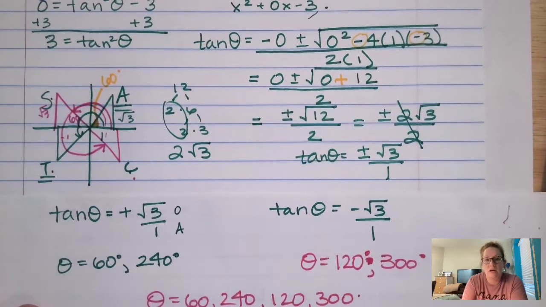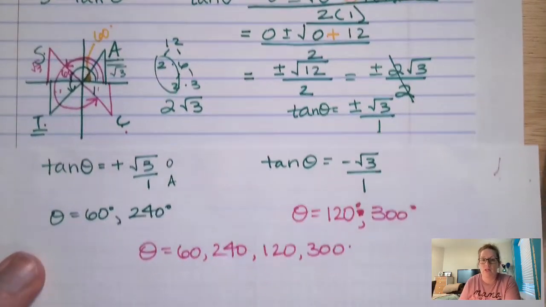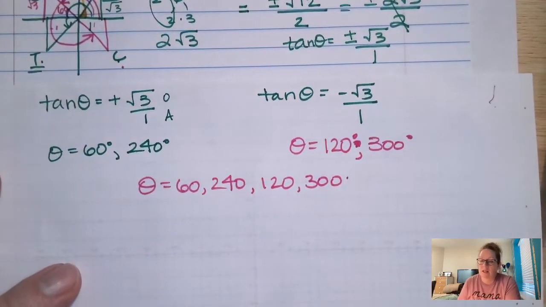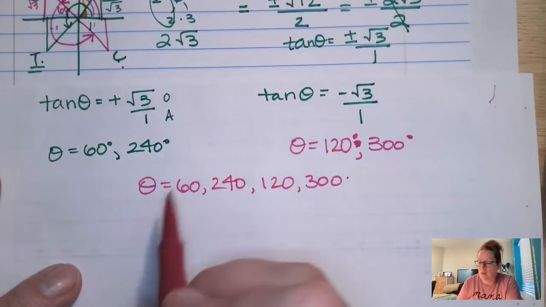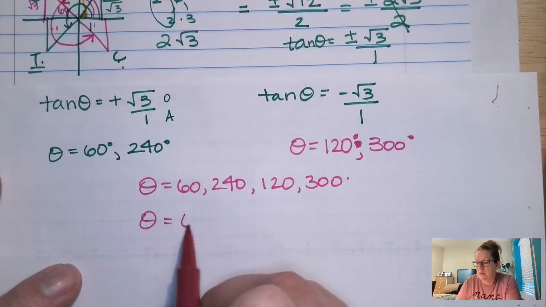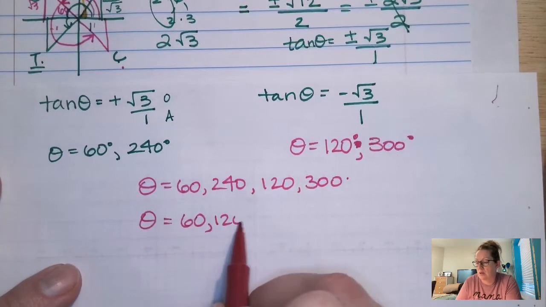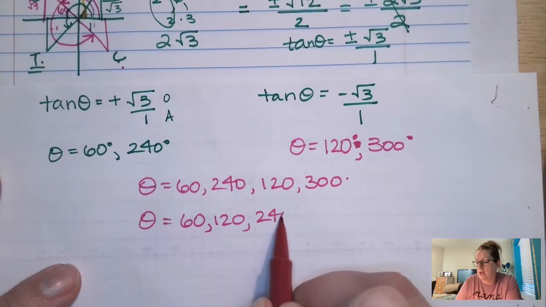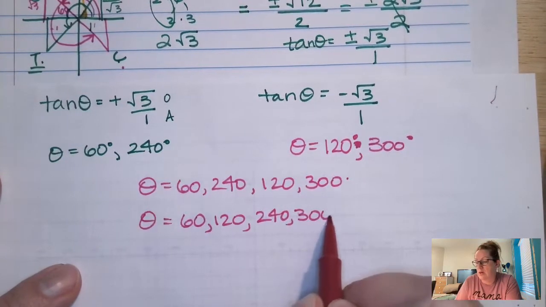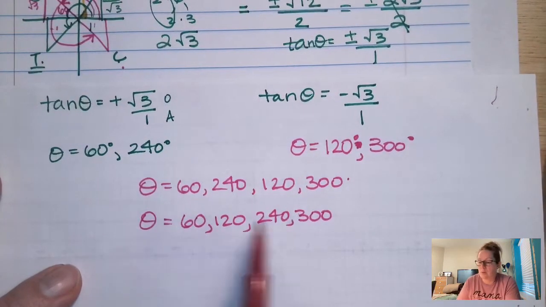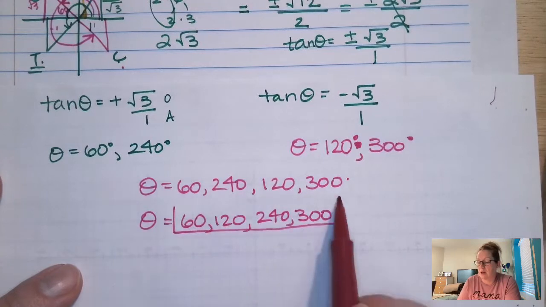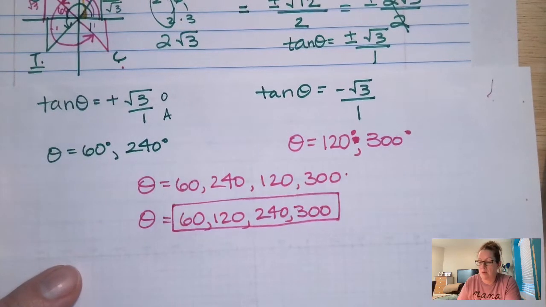And if you read the directions, if it's a free response question or fill in the blank, it says to arrange them from least to greatest. So make sure you guys are doing that with no spaces. So 60, comma, 120, comma, 240, comma, 300, no symbols, no spaces. This would be your answer if it was a fill in the blank one, okay?